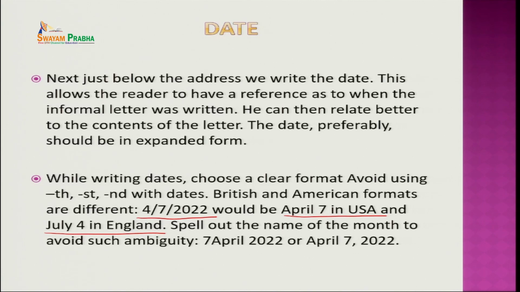So everyone, because we generally follow the British pattern, keep that in mind that we must try to spell out the name of the month to avoid such ambiguity. 7th April 2022 or April 7, 2022. It will be like this. Then moving further, the concept of dates is clear, how to write a date.